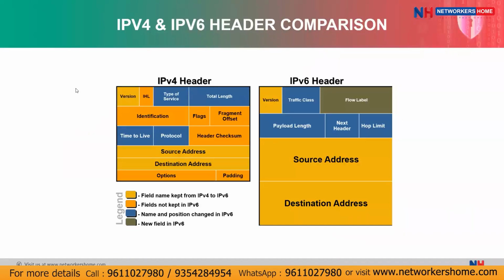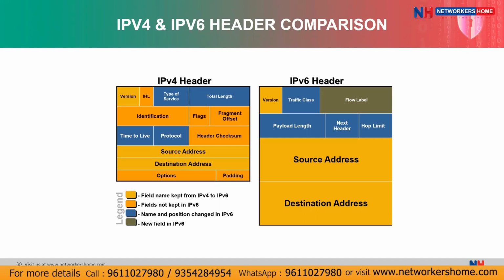Here is a chart in front of you. That is the IP version 4 and IP version 6 header. In IP version 4, we have lots of content: version, header length, types of services, total length, identification, flag, fragment offset, time to live, protocol, header checksum, source, destination address, option, and padding.